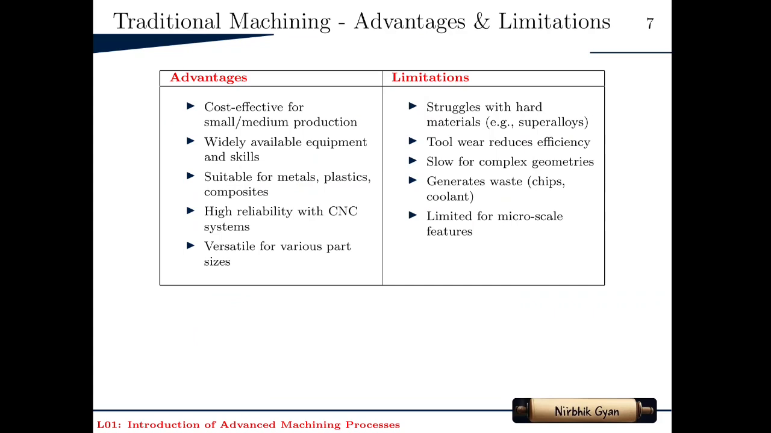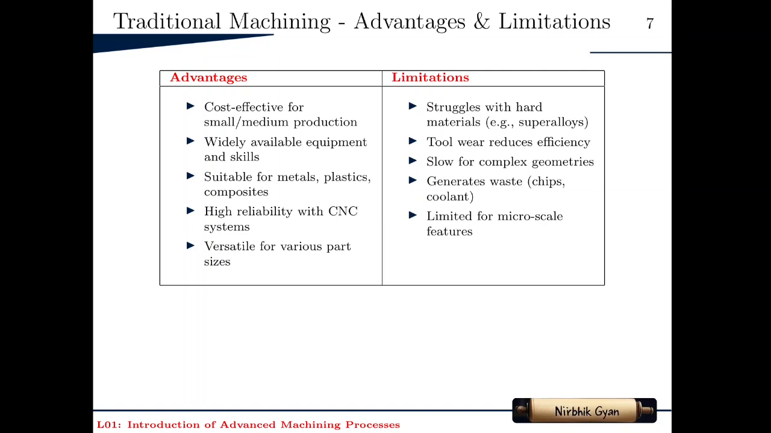Tool wear reduces efficiency, so a tool change is required. It is slow for complex geometry, so jigs and fixtures are required, and specific kinds of tools are required to generate the complex geometry. It also generates waste in the form of chips and coolant. Since these processes are contact type processes, a lot of heat generation occurs during the machining process, so coolant is used to protect the workpiece as well as increase the tool life.